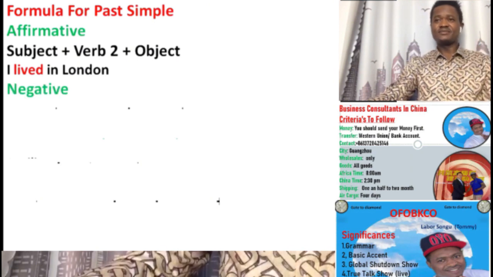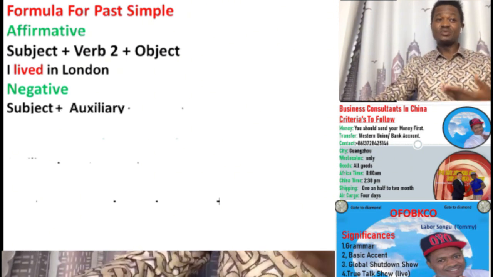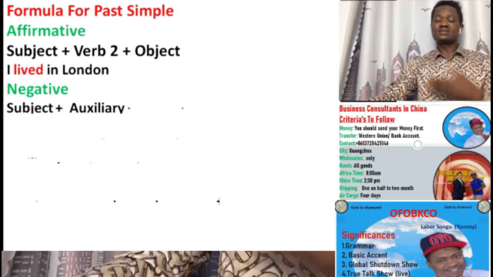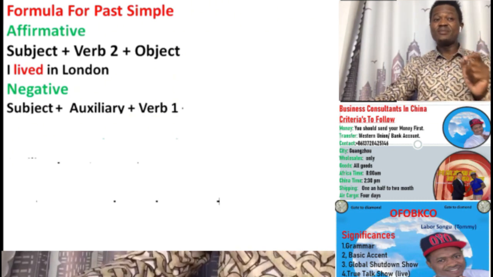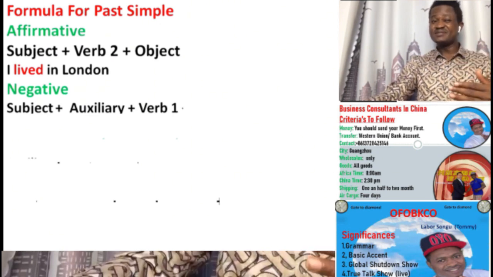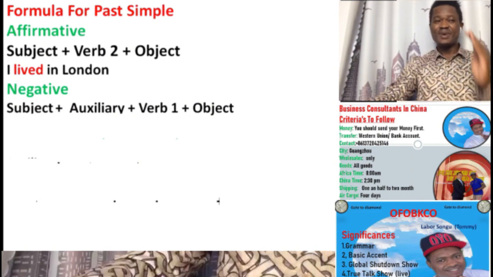Negative form. So let's talk about the negative form. The negative form gotta be subject plus auxiliary verb. We all know the auxiliary verb do. So in the past it gotta be did. Plus the V1 verb. This is gonna be the verb in the base form. So in the negative form, you gotta be careful. After the auxiliary verb, you gotta have the base verb, that is the V1 verb. So this is a simple formula for the negative form in past simple.